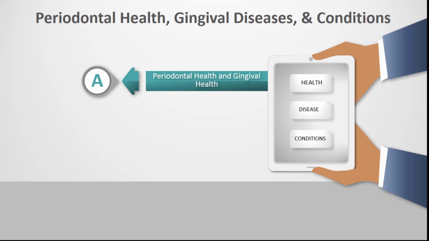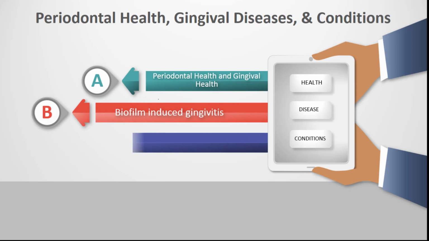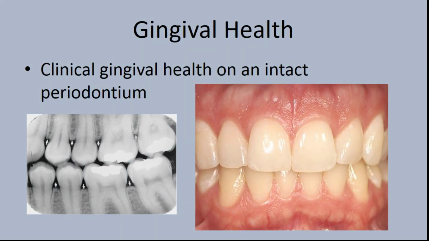These patients have no bleeding and typically have pink and stippled papilla. The diseased patient with biofilm-induced gingivitis still has no bone loss, but they do have gingival inflammation caused by bacterial plaque buildup. And then we have the non-biofilm-induced gingival diseases. This could be due to the patient having a hormone imbalance or even being pregnant, going through puberty. They may be on medication that's causing some gingival overgrowth.